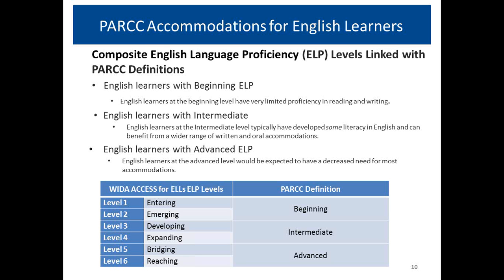You'll see here that levels 1 and 2 are beginning on PARCC. Levels 3 and 4 on access correspond to what the PARCC calls intermediate English language proficiency. Levels 5 and 6 on access correspond to what PARCC calls advanced English language proficiency. And for your reference, most PARCC accommodations for English learners are aimed and designed at students with beginning and intermediate English language proficiency. So we hope this chart will be helpful for you, and it's also available in the PARCC to DC CAS crosswalks on our OSSE website.